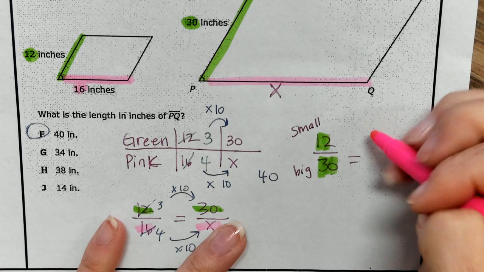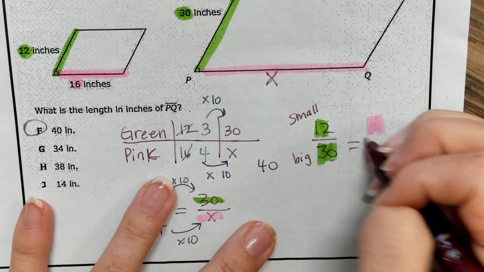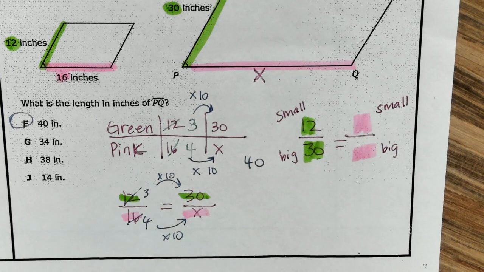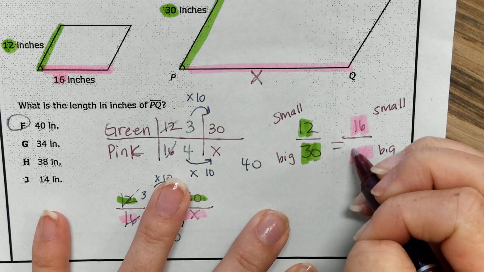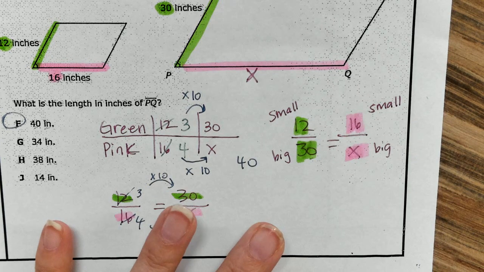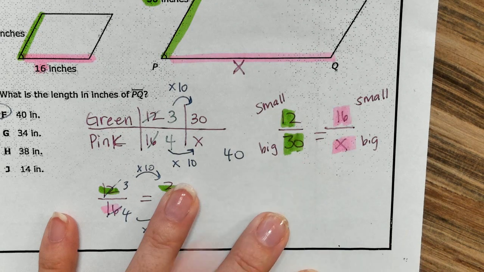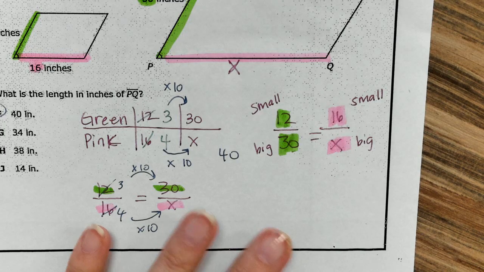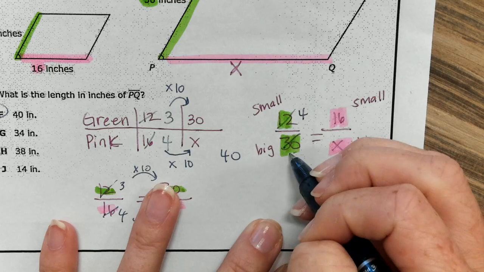what do you think I have to do over here for pink over pink? I must put small over big. Does that make sense? So what would the small pink be? 16. What would the big pink be? X. Let's go see if we get the exact same answer. Can I simplify 12 over 30? Yes. I could divide by 3. So 12 divided by 3 is 4, and 30 divided by 3 is 10.